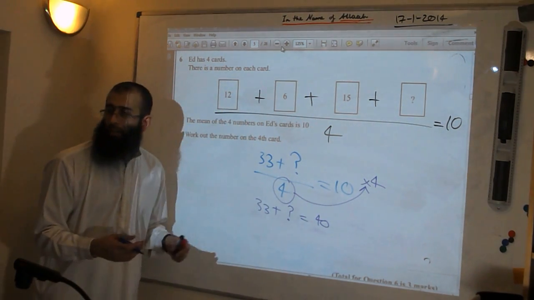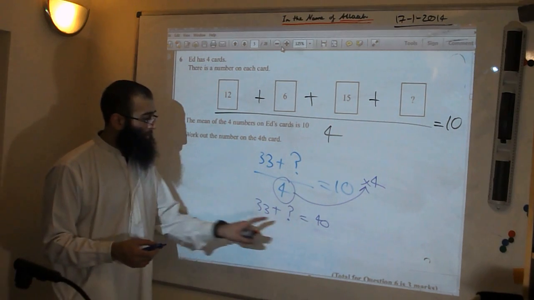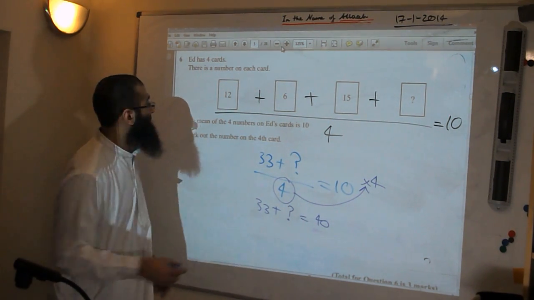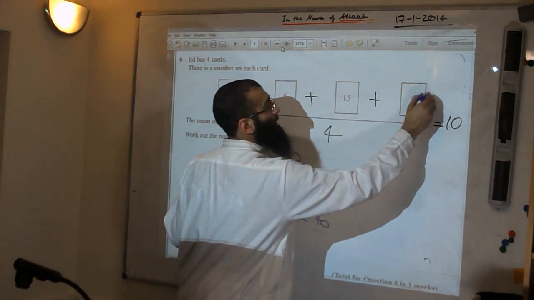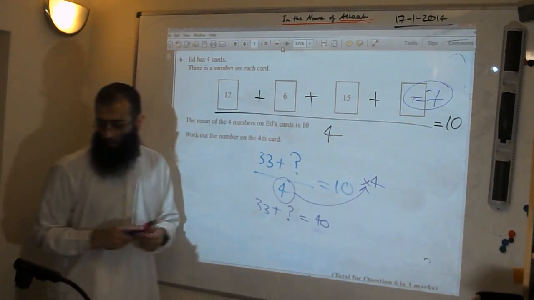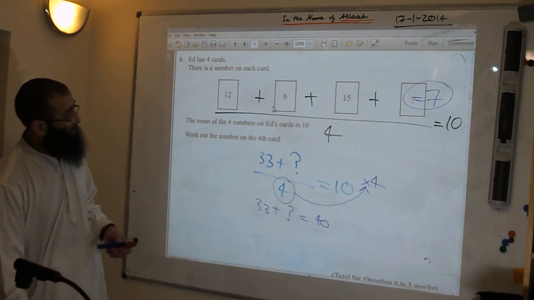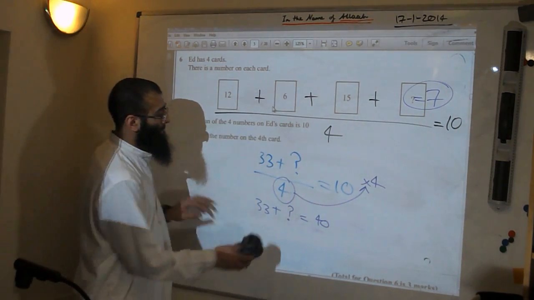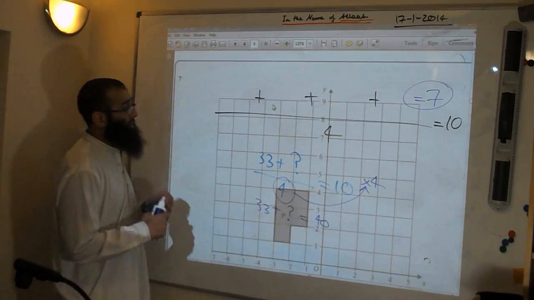So we can see now quite clearly, Umar, the number should be 7. 33 add 7 is 40. So our missing number is equal to 7. Okay, are you happy with that, folks? Reverse mean question. Mean is add them up, divided by how many they are.